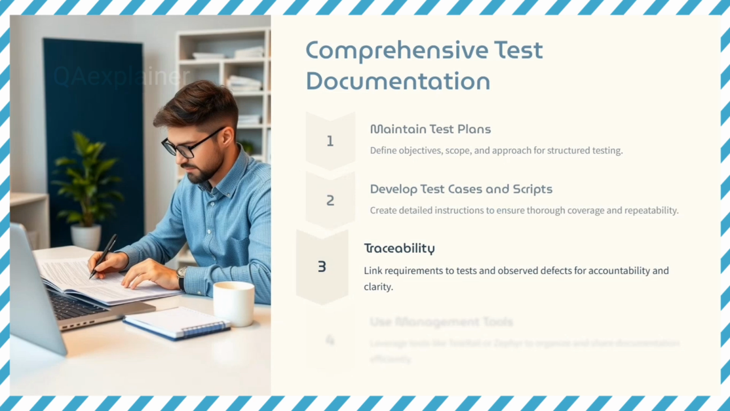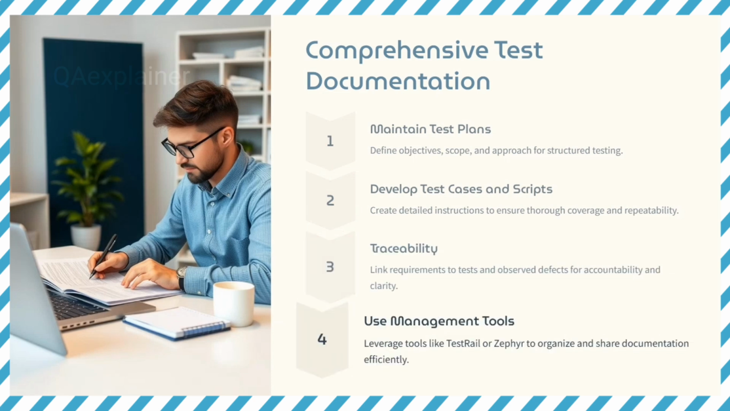Then traceability. Here you need to check the requirements against tests, and we can observe the defects for accountability and clarity. That is another important part. Then use a management tool. Here we can leverage tools like TestRail and Zephyr to organize and share the documentation effectively. So these are all very important parts.